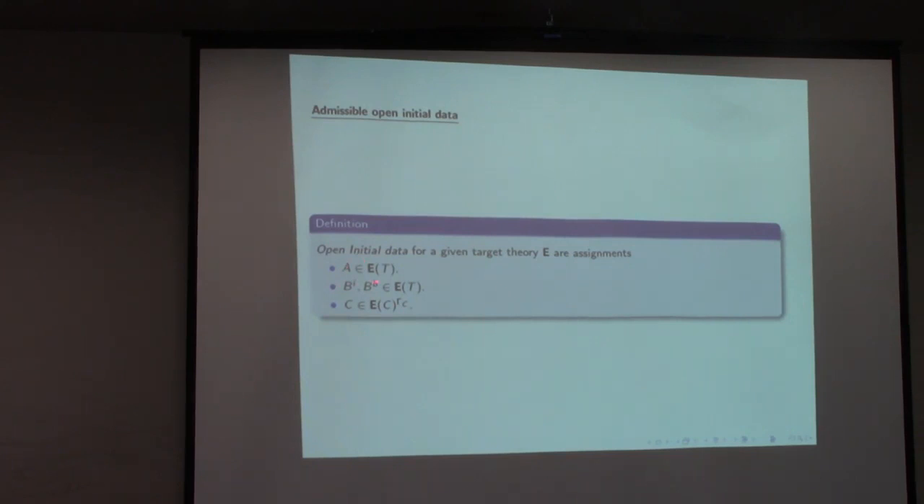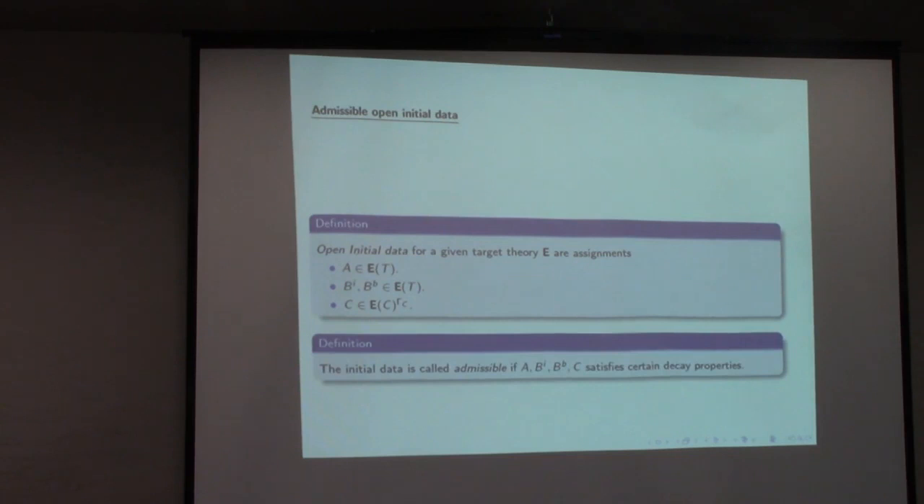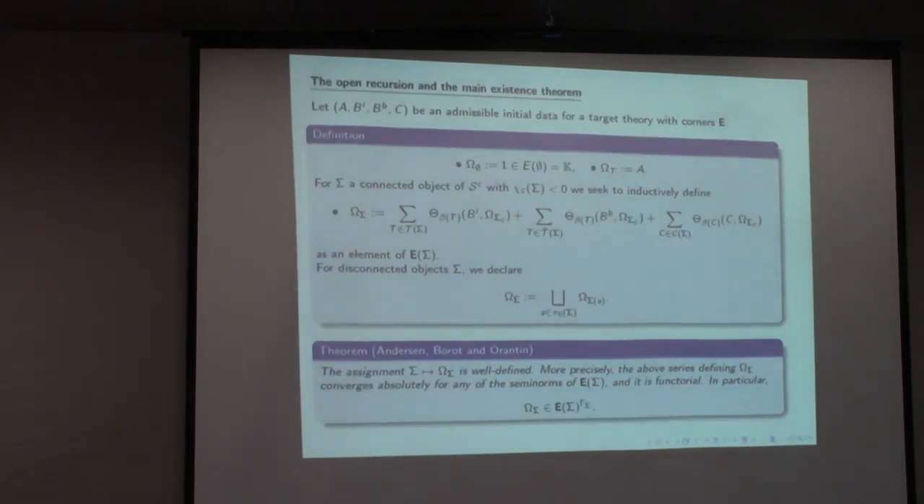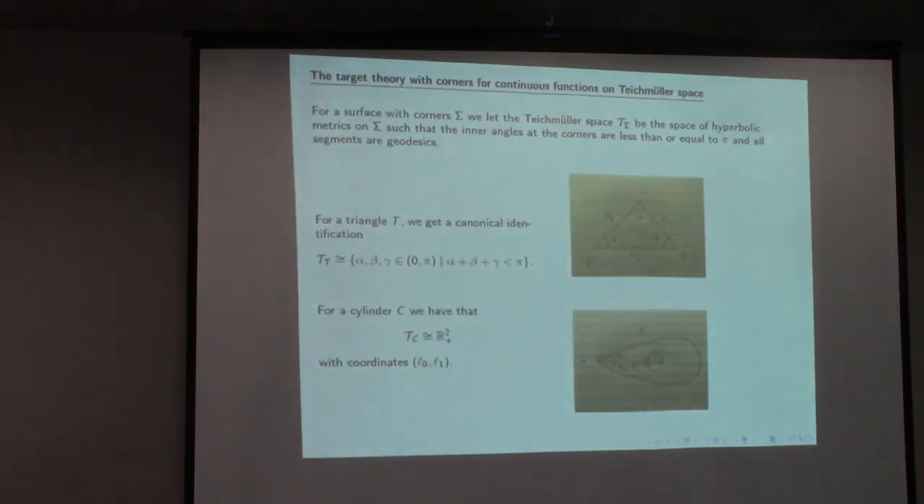Okay, good. So now we simply say, let's specify the initial data that we need. So that is A, B_B, and C, B_I, and B_B. And then there are certain decay properties again, that I'm not telling you about right now, but under certain nice decay properties, we get exactly the same theorem as before. You use this recursion over and over again, and then the point is that under these decay assumptions, you get absolutely convergent series, so this becomes a mapping class group invariant assignment like this. Very good. So now, let's try to do this for Teichmüller space.